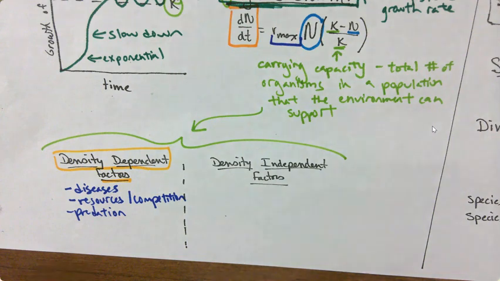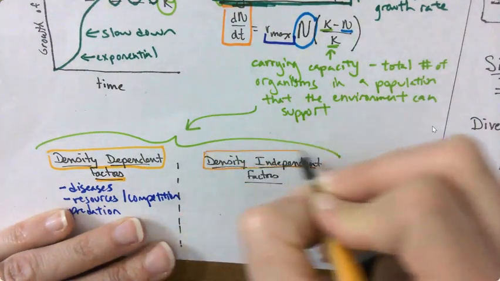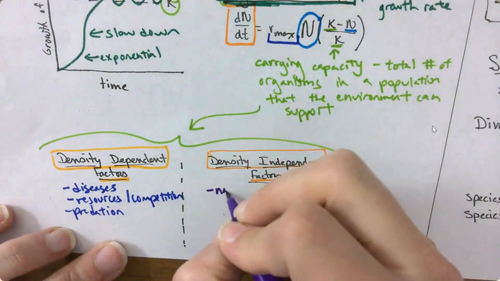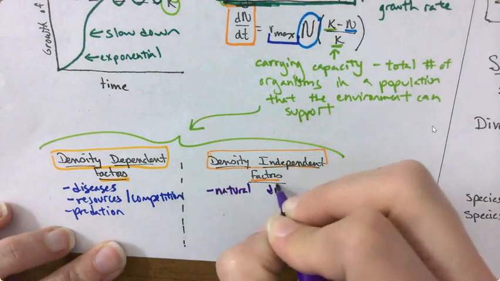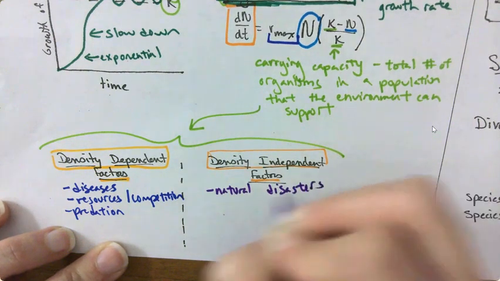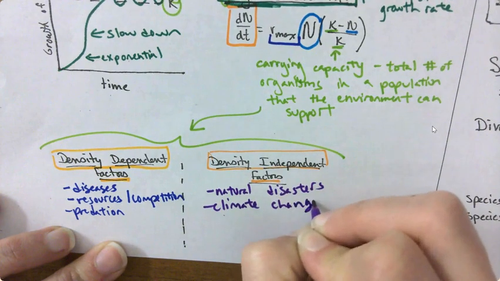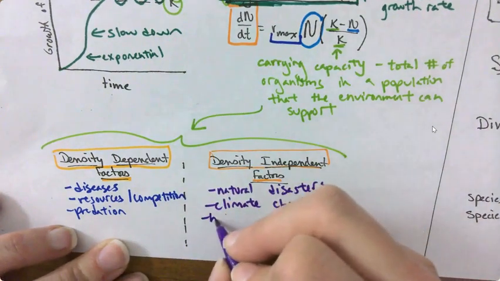Density-independent factors, however, are not affected by population density. However, they do still limit population growth. These are things like natural disasters, climate change, although sometimes that can be density dependent as well, and human impact.